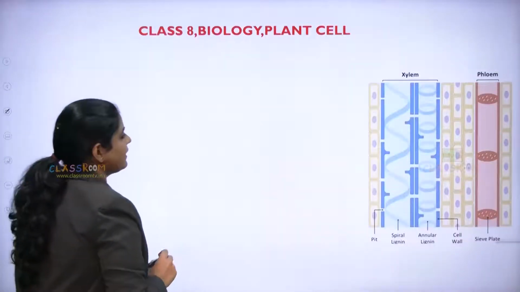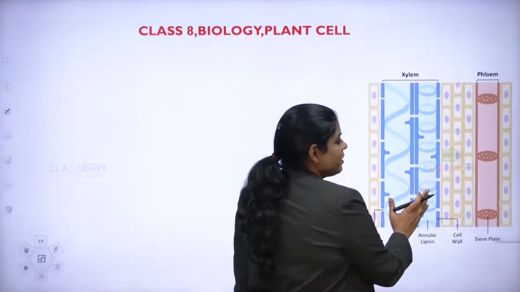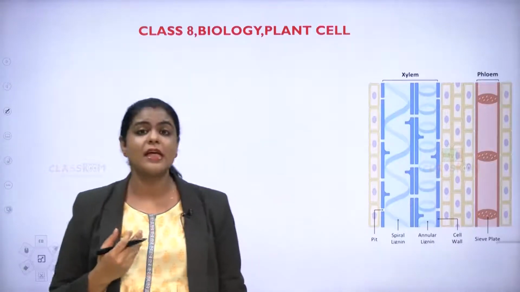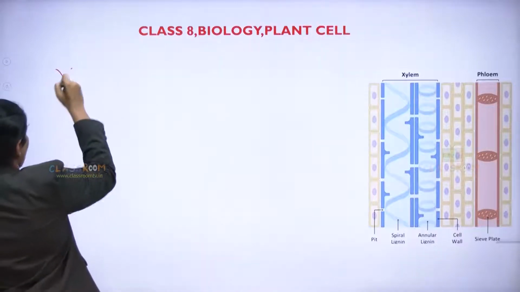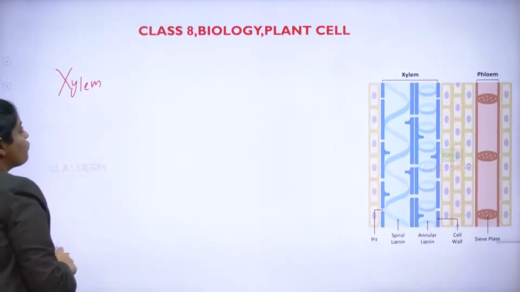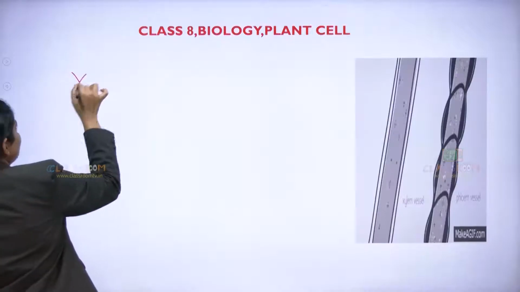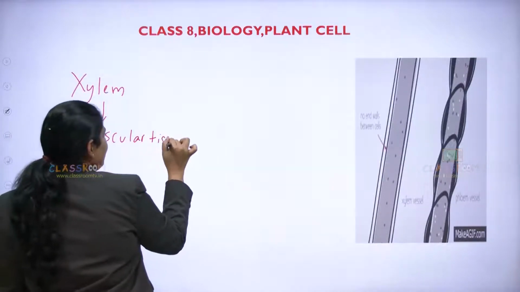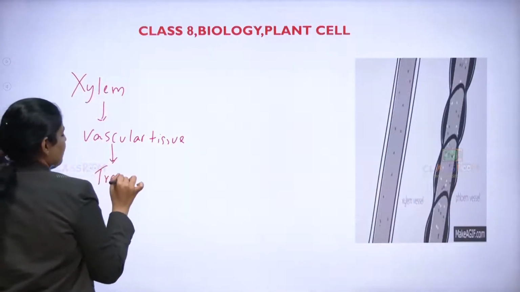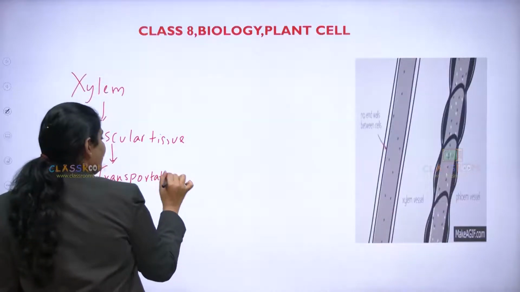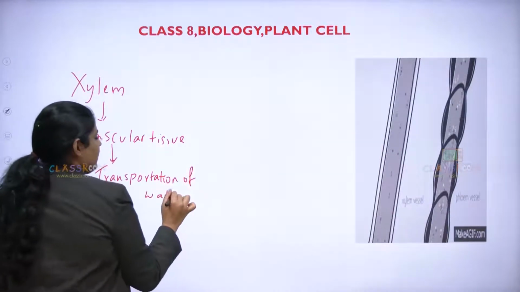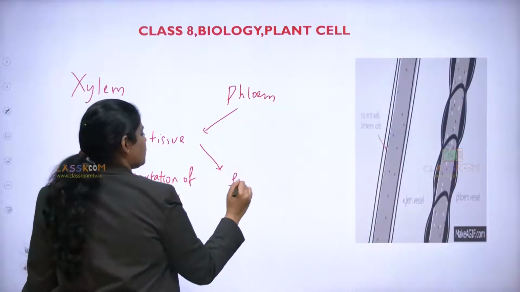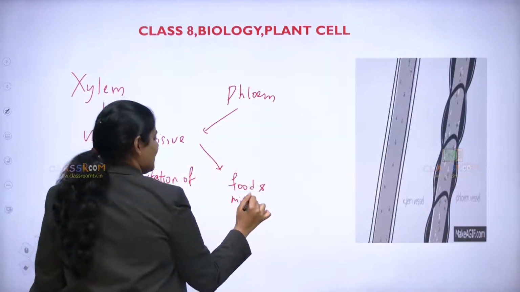So what happens exactly is, plants have a unique transportation system for transporting water, and they have a unique system for transporting food. All right. So the vascular tissue that helps in transportation of water is xylem. All right. So what is xylem? Xylem is a vascular tissue that helps in transportation of water. All right. And what is phloem? Phloem is also a vascular tissue that helps in transportation of food and minerals.